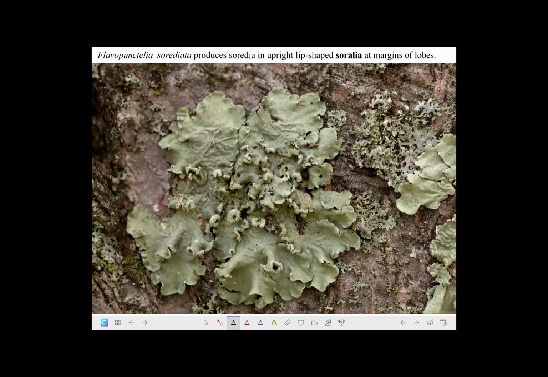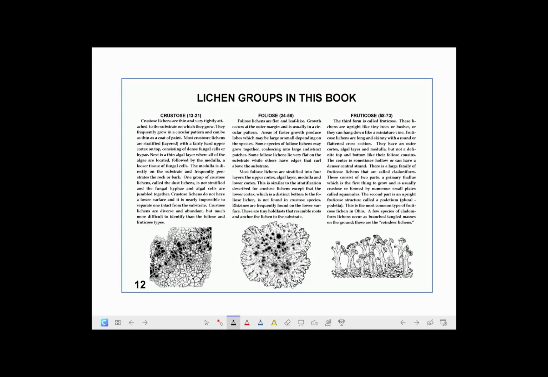So here's a close-up of that Flavopunctelia, showing that interesting yellow-green color, and also, by the way, it's reproducing by soredia, which are groups of soredia that are sort of compound structures you can make out with the naked eye. These lip-shaped soredia are distinctive for this particular genus, Flavopunctelia.